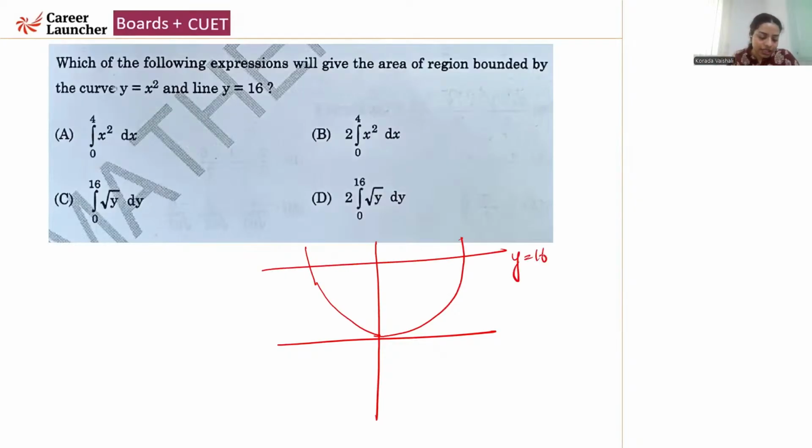Now we need to tell what the answer will be. So it is going to be what? Both the regions are to be considered. And how can you write the function? You will say integral 0 to 16, because my limits are 0 to 16. And you will write this down as under root of y dy, because we are going to integrate this function with respect to the y-axis, and because both the regions are to be considered, you will simply multiply it with 2. So option number D is correct for this one.